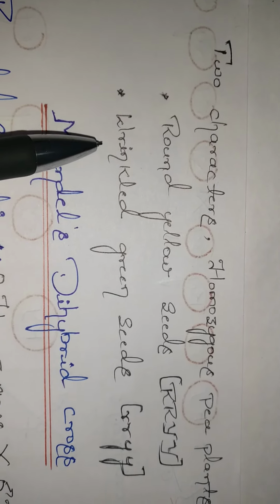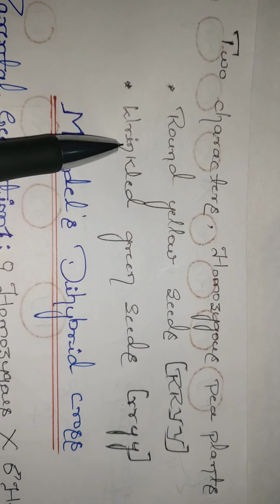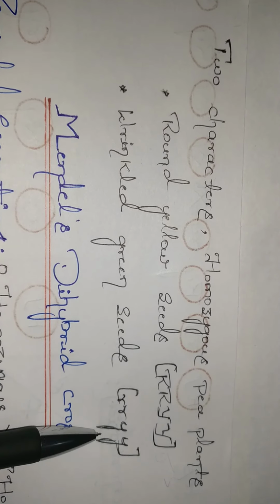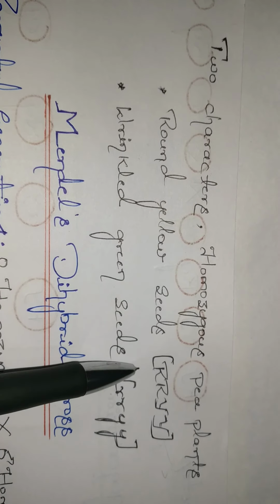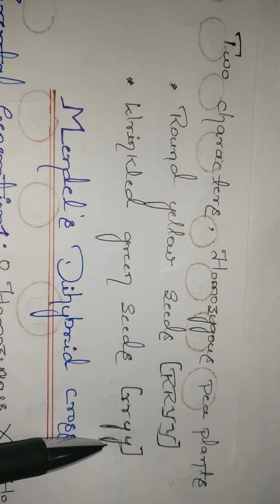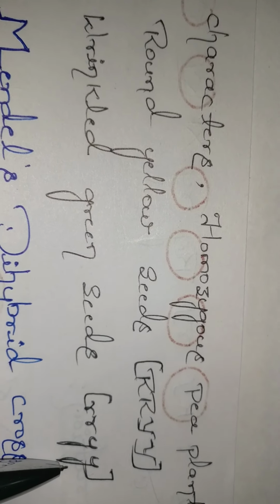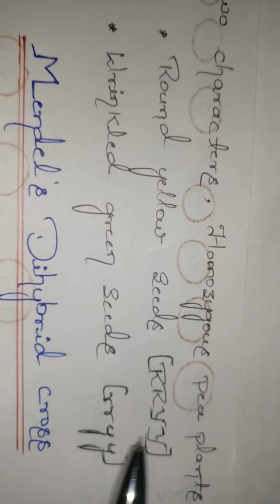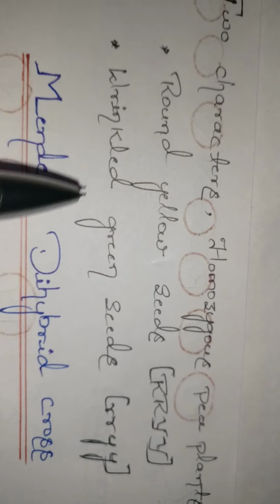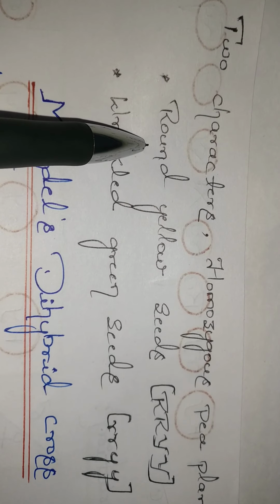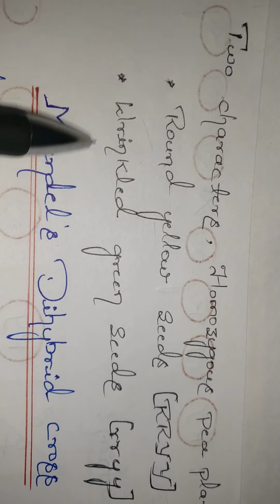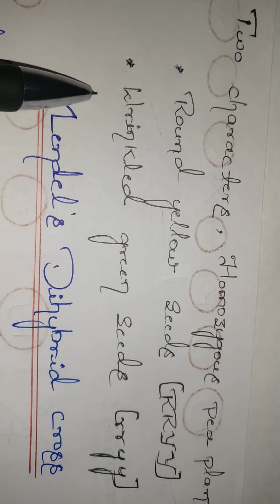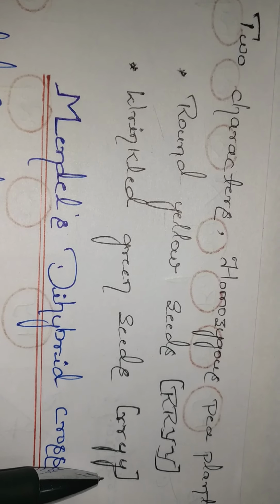The next will be wrinkled green seeds. That means wrinkled is represented by small r, small r, and green by small y, small y. As the symbol indicates, since it is written in small letters, it is known to be a recessive character. So here the parental generation is ready now. He is going to select two characters. Round is one character, yellow is another, wrinkled is another, green is another. For the dominant character, round yellow is selected. For the recessive character, wrinkled green is selected, right?